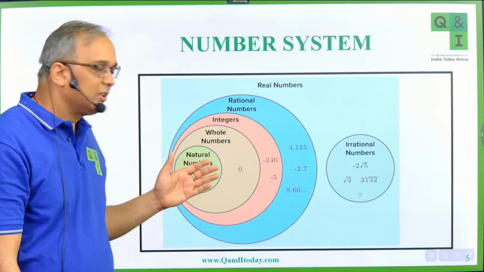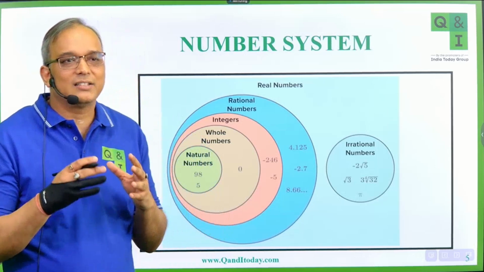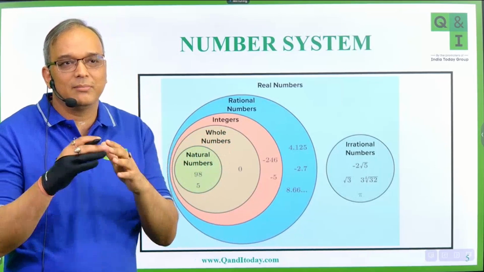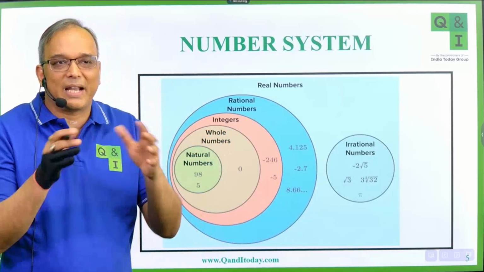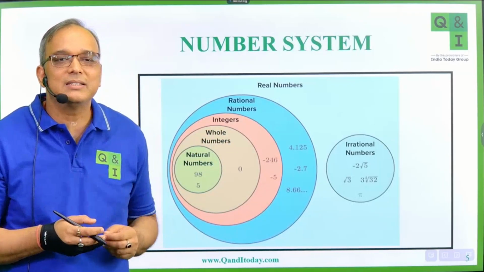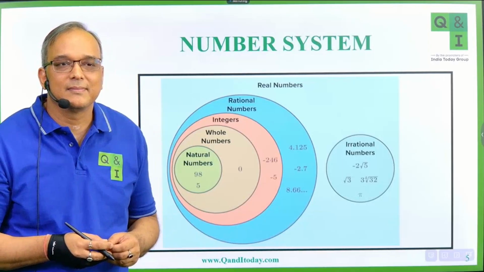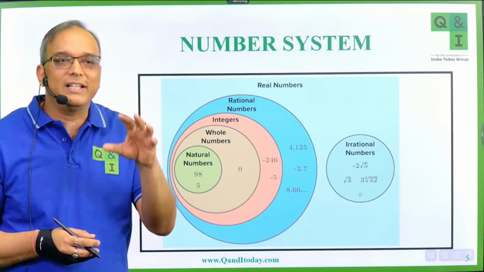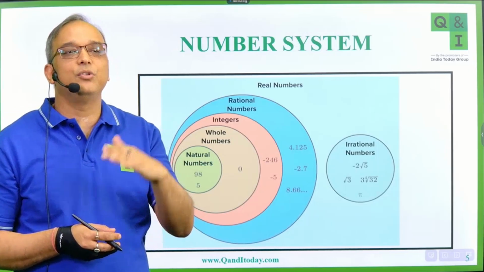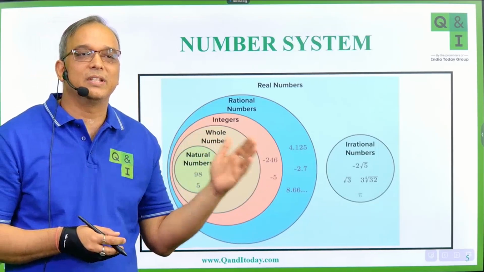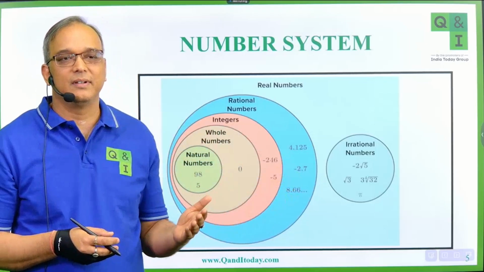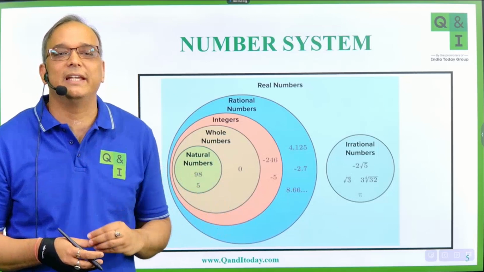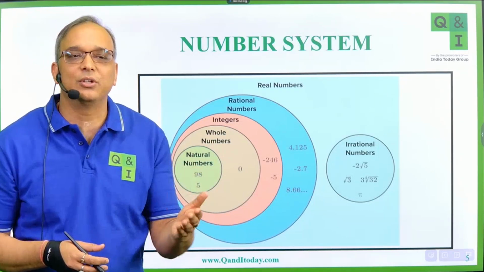Now a superset of this, right? Natural numbers are a subset of whole numbers, and whole numbers are a bigger set which comprises natural numbers. What are whole numbers? Numbers starting from 0 to infinity on the positive side. So 0, 1, 2, 3 up to infinity, all positive numbers along with 0, are called whole numbers. At times we also say that all natural numbers along with 0 are whole numbers.